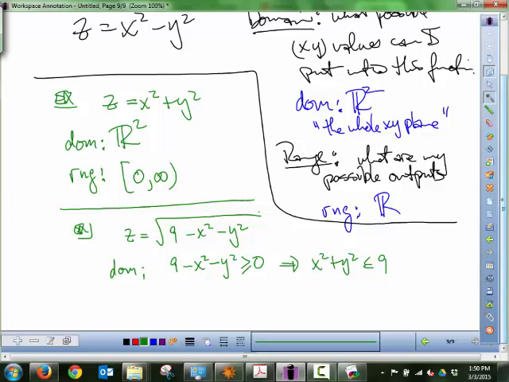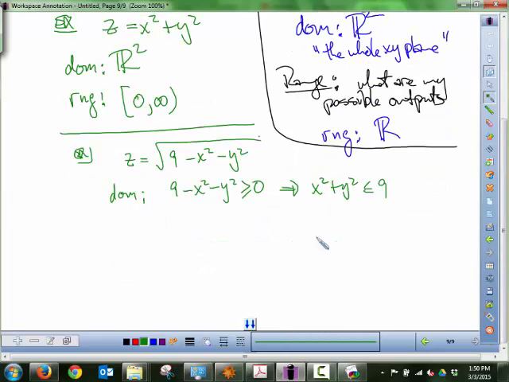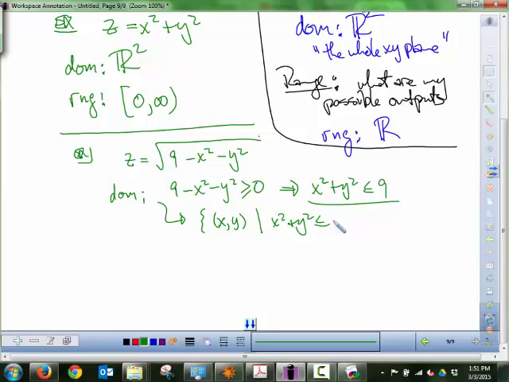Okay, wait, what? It fills in the circle, or is it going to be outside of the circle? Inside the circle. So one way to express your domain here, fine for your answer for the mathematics, you can say your domain is going to be the set of all ordered pairs x, y such that x squared plus y squared is less than or equal to 9.